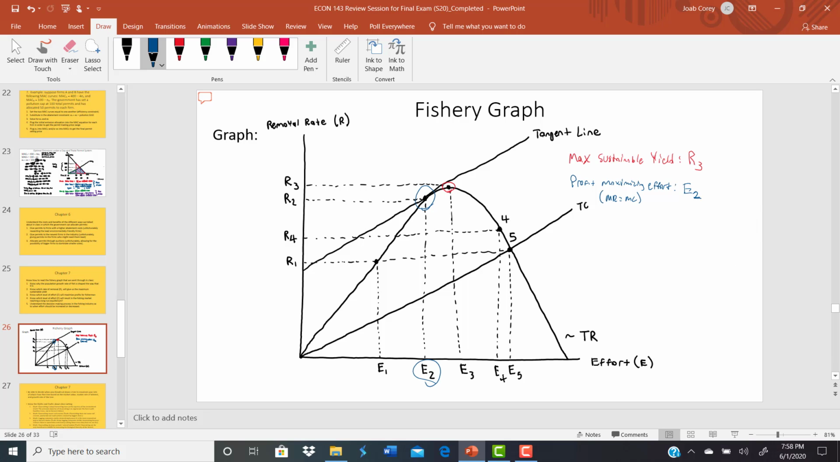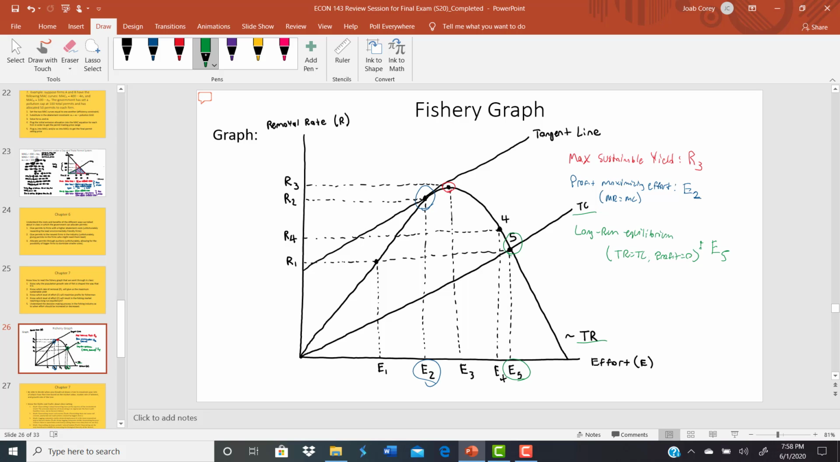Right? All right, now if I were to ask you what level of effort would give us a long-run equilibrium in the fishing market, again, you need to know that that's where total revenue is going to be equal to total cost, so that our economic profit is equal to zero. So our total cost curve and our total revenue curve intersect right here at 0.5. So if I ask you for the level of effort that makes that happen, that would be E5. If I ask you for the removal rate that makes that happen, that would be R1.